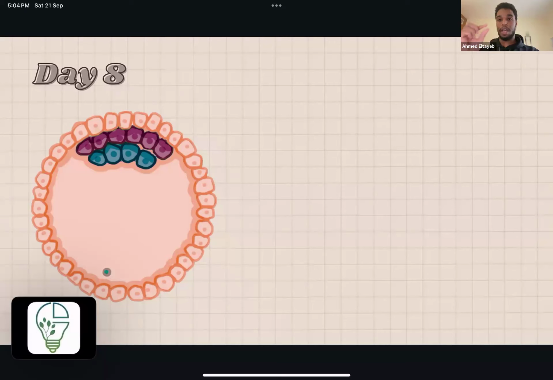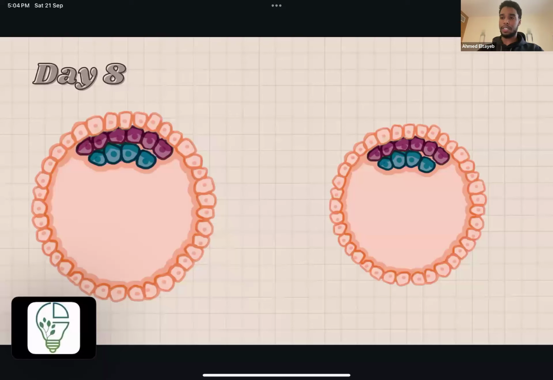The hypoblast, hypo means below. So the hypoblast is below the epiblast. And it's also adjacent to this cavity, which we now call the blastocystic cavity, okay? Just keep this in mind for later.